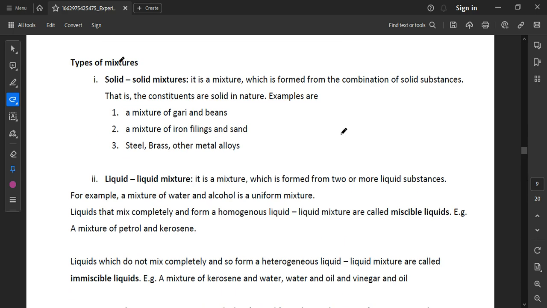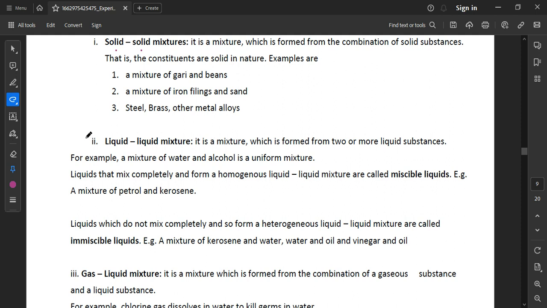Let's move on. We have types of mixtures. A solid-solid mixture is formed from the combination of solid substances. The constituents are solid in nature. Examples are a mixture of garri and beans, a mixture of iron filings and sand, steel, brass, and other metal alloys. Liquid-liquid mixture: a mixture which is formed from two or more liquid substances.